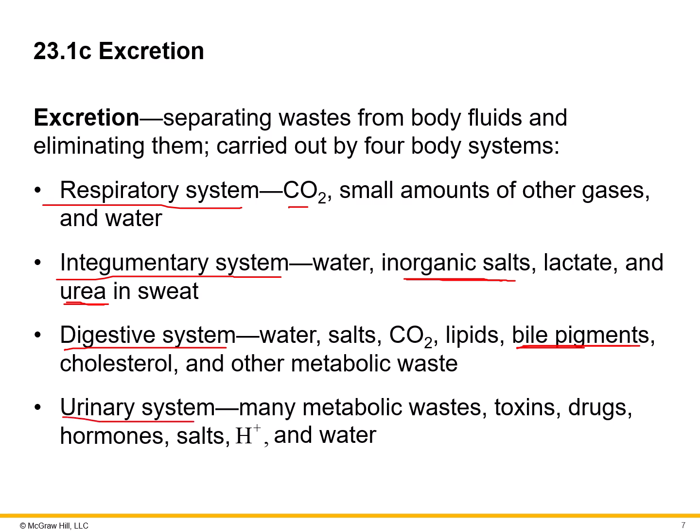Urinary system. This is another big one, especially for metabolic wastes. So we're going to see a lot of urea. We're going to see a lot of uric acid, ammonia excreted through this system. We also see toxins, drugs, hormones, salts, H+. Right, this is how we're going to regulate our acid-base balance. It's big here. Okay, H+. We can retain it if we need to be more acidic. We can get rid of it if we need to be more basic.